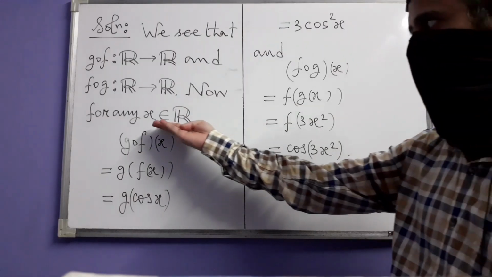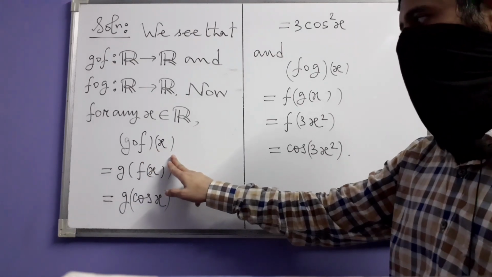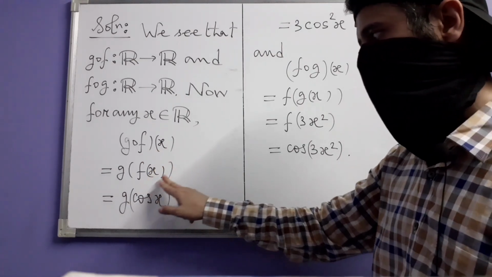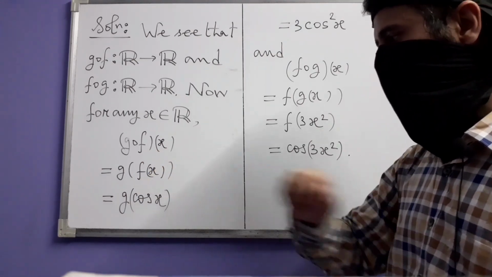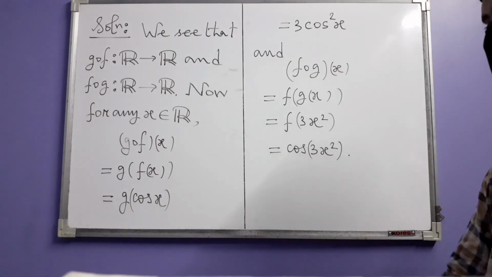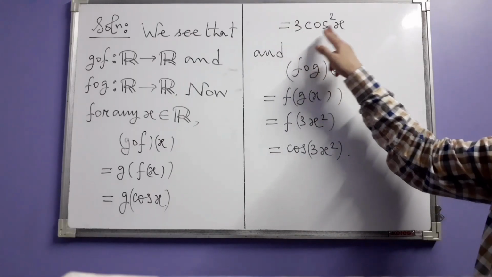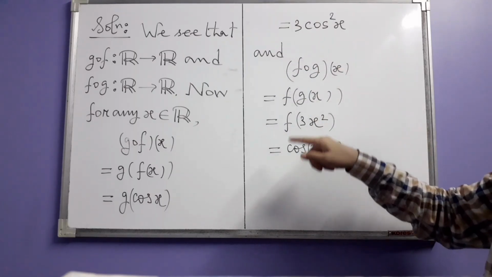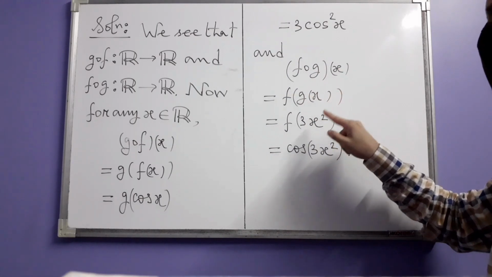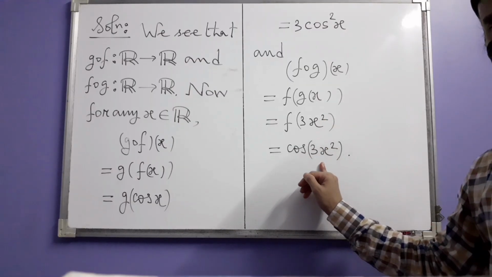Alright, so we take any point x in R and calculate g circle f of x. By definition that is g of f of x. But f of x is our cosine function, so g of cos x. But g of x is 3x squared, so g of cos x is 3 cos squared x. Whereas f composition g, if you similarly calculate, turns out to be cos 3x squared.